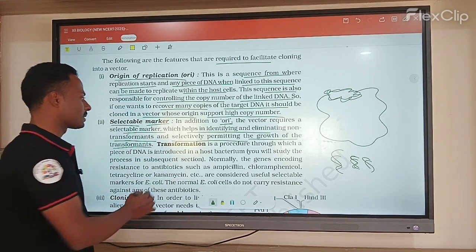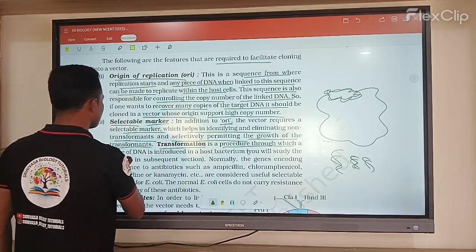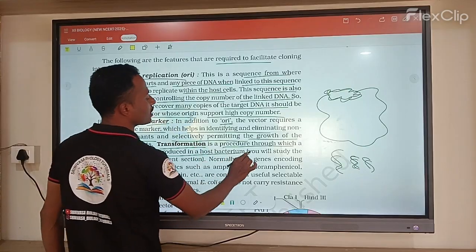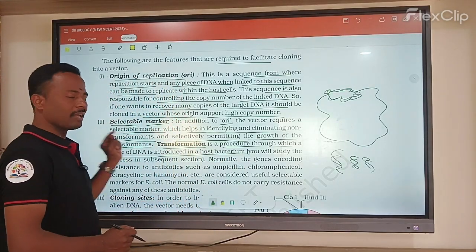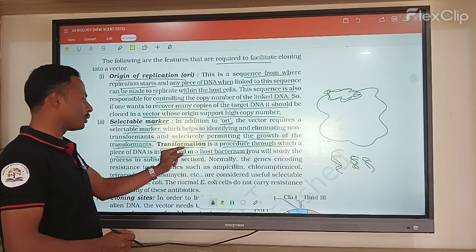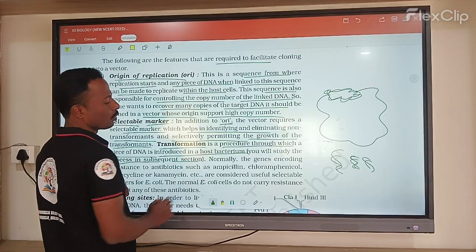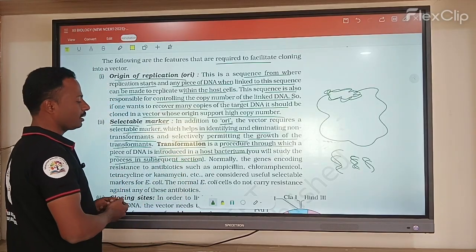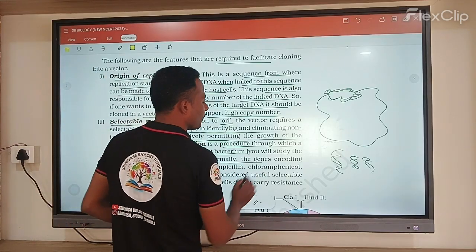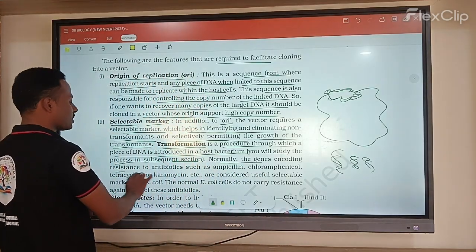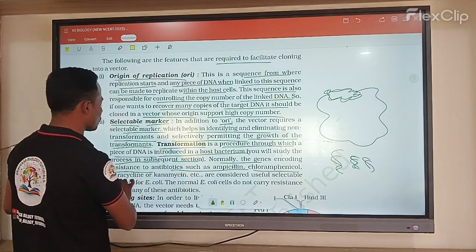Transformation is a procedure through which a piece of DNA is introduced into a host bacterium. The DNA is introduced into the host organism, and then it produces multiple copies in the subsequent process. Normally, genes encoding resistance to antibiotics such as ampicillin, chloramphenicol, tetracycline and kanamycin are used.